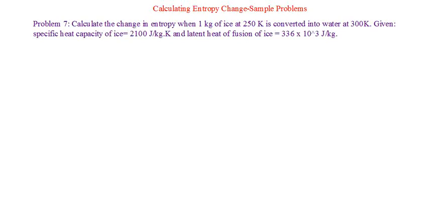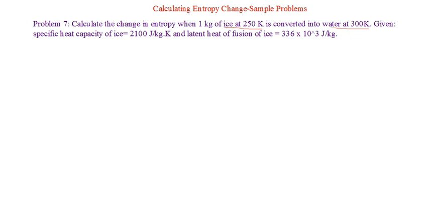Now let's do another problem, which will be a combination of the problems that we had discussed in the earlier sessions. So let's read and understand the problem and make the strategy. Problem number 7: calculate the change in entropy when 1 kilogram of ice at 250 Kelvin is converted into water at 300 Kelvin.